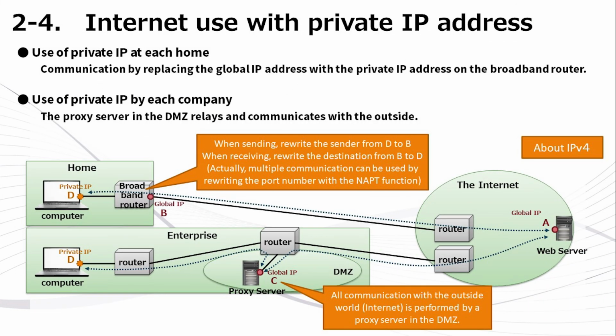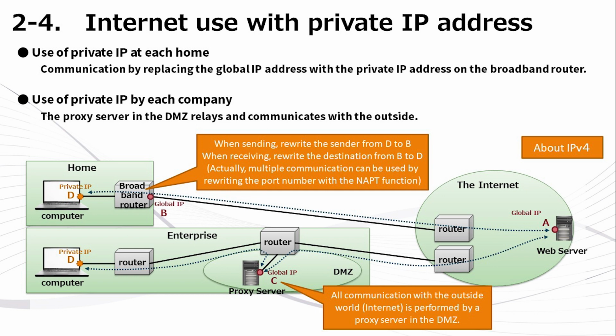Now let's understand how it is used. Regarding home use, I think that a broadband router is installed when connecting to the internet. A global IP address for each household is assigned to the broadband router by the ISP. However, home computers and smartphones use IP addresses that start with 192.168. Generally, every household uses the same IP addresses starting with 192.168.